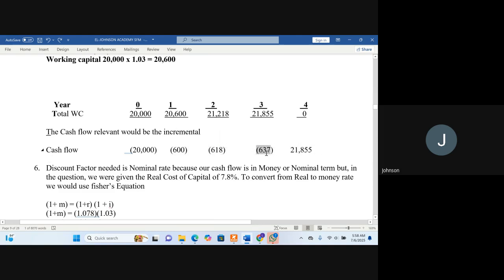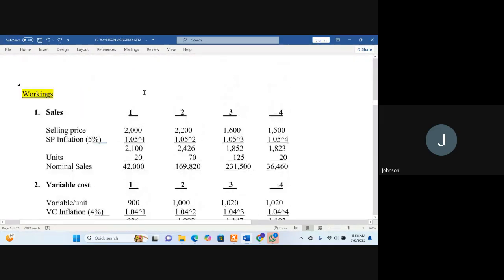And then in the last year, you now recoup everything. You recoup both the initial working capital plus all the additional working capital that they added to the project. And that is what is giving you 21,855. So let's go and check it.